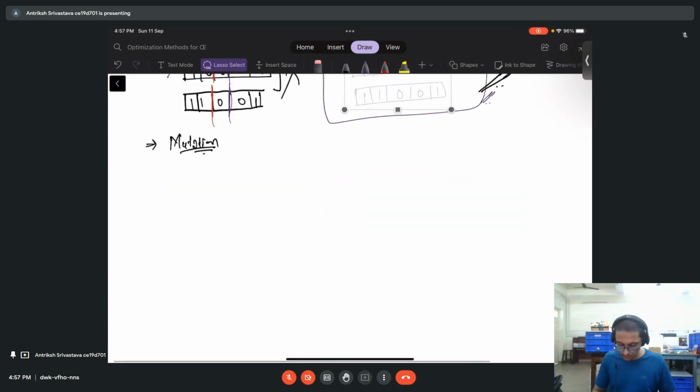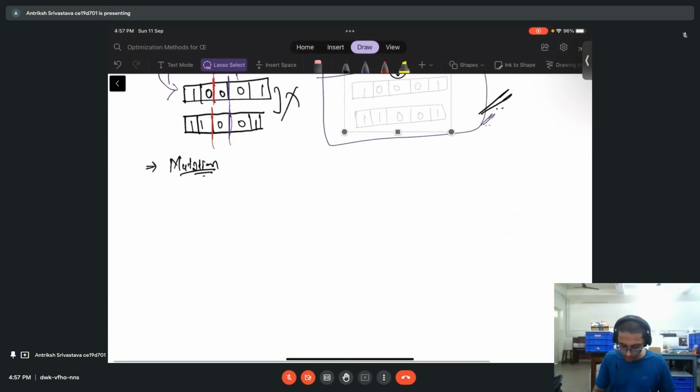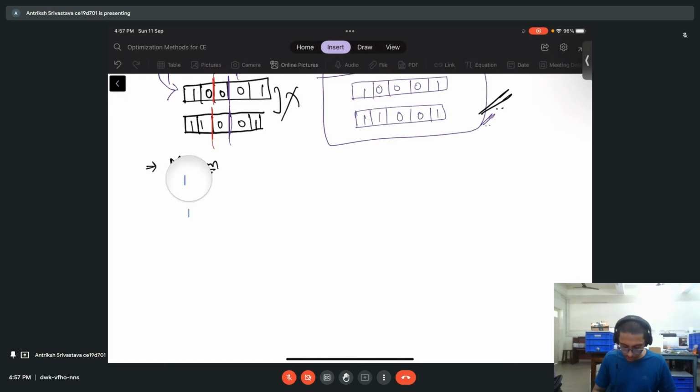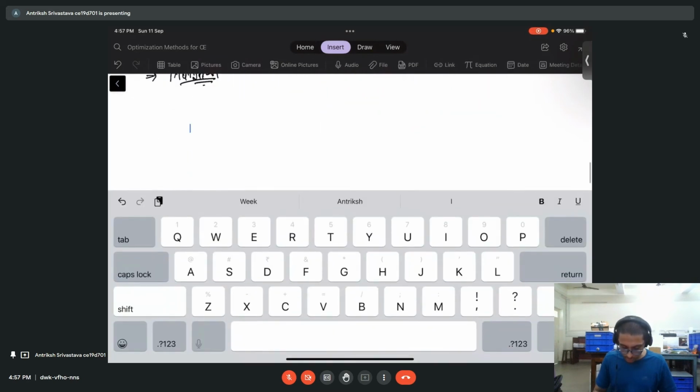So we have this copy. It doesn't let me do paste. Did it allow me to paste?